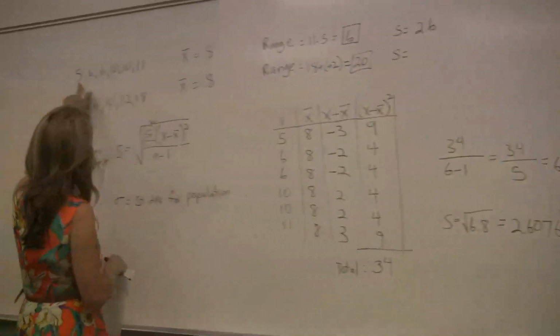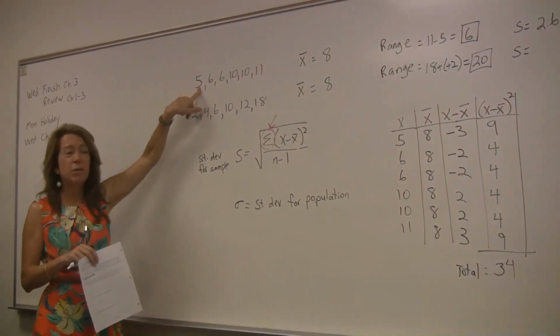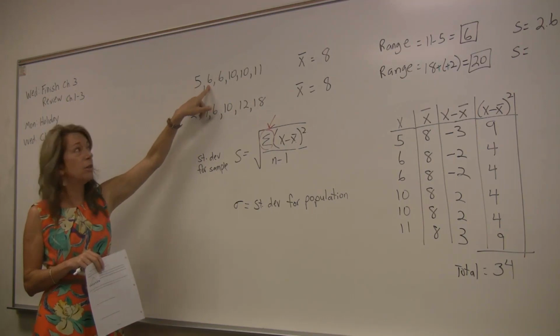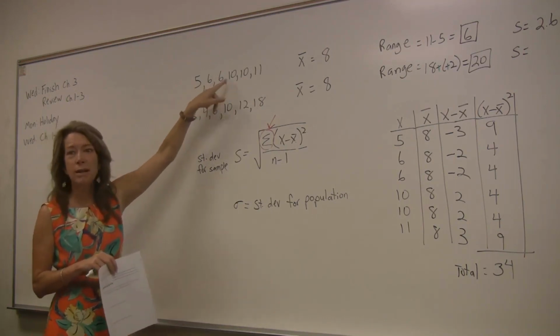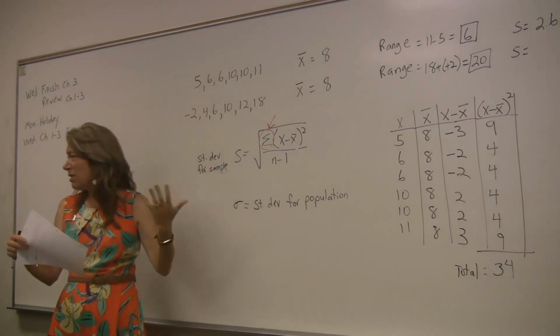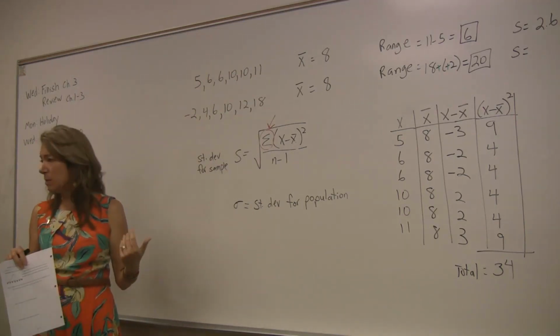How far away from 8 is this? 3, so it's kind of like 2.6. How far away from 8 is this? 2. So this is 2 away, 2 away. A lot of them are 2, a lot of them are 3. So in between there, between 2 and 3, 2.6 kind of makes sense. It's not exactly an average, but that's what it's measuring.